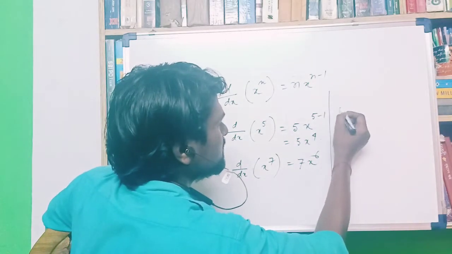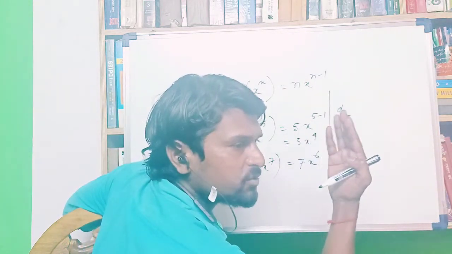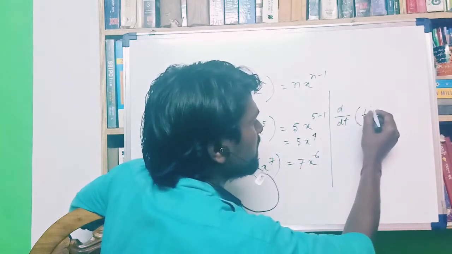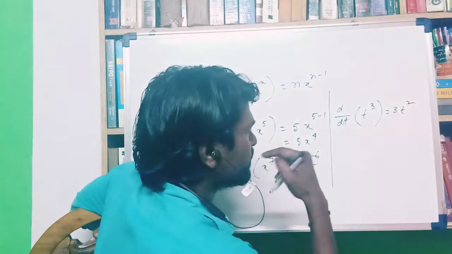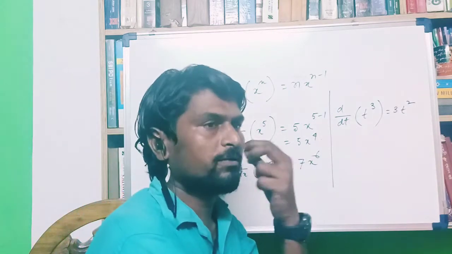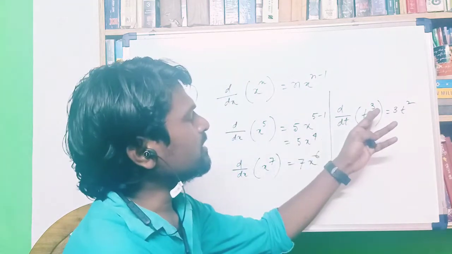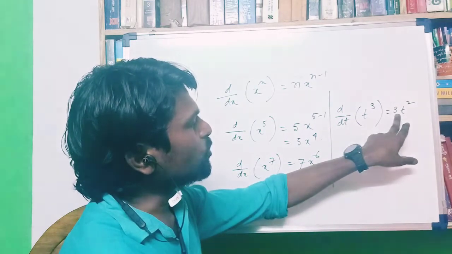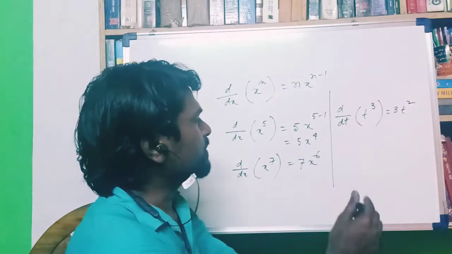Formula number 1. In place of d/dx, we can differentiate with respect to t. So d/dt of t to the power of 3 equals 3t to the power of 2. It means 3, the power of the function, comes to the coefficient position, and the power becomes minus 1. So 3t to the power of 2.